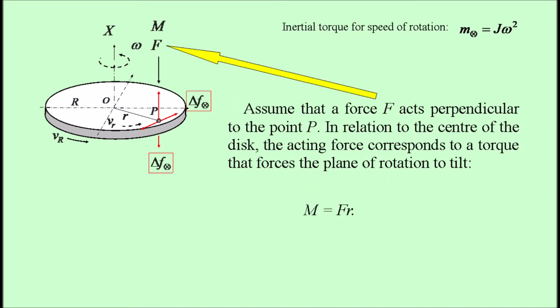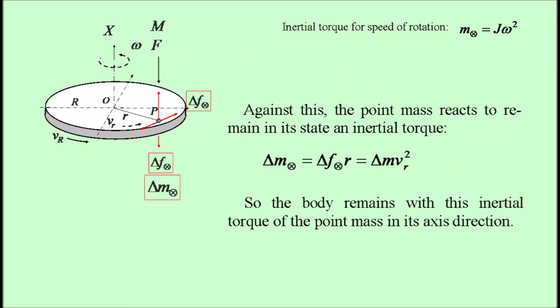Assume that a force F acts perpendicular to the point P. In relation to the center of the disk, the acting force corresponds to a torque that forces the plane of rotation to tilt. Against this, the point mass reacts to remain in its state with an inertial torque. So the body remains with this inertial torque of the point mass in its axis direction.